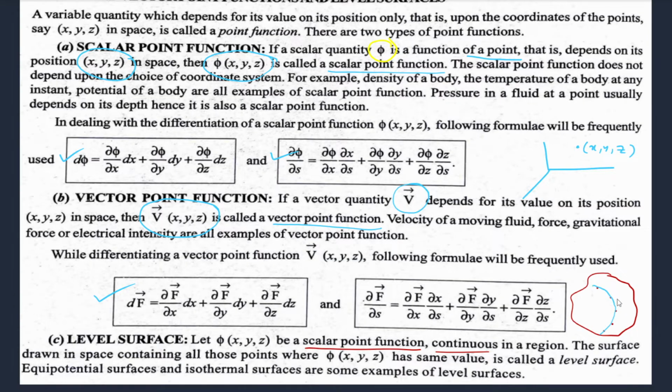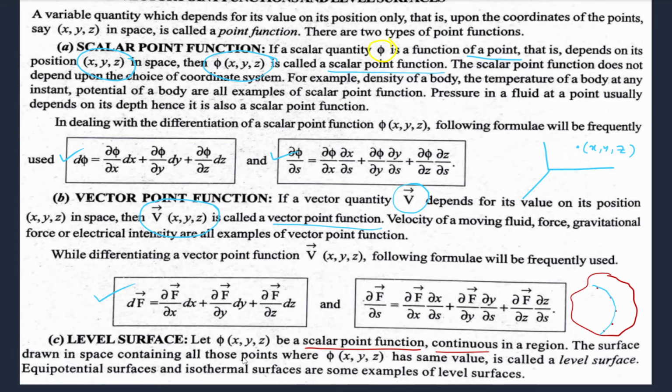Level surface means that at each and every point on this surface, the value of phi of x, y, z is the same. Like an equipotential surface, where at each and every point the potential energy will be the same, like isothermal surfaces. So these are the surfaces where the value of the function remains the same. These are some important words that we need to know.